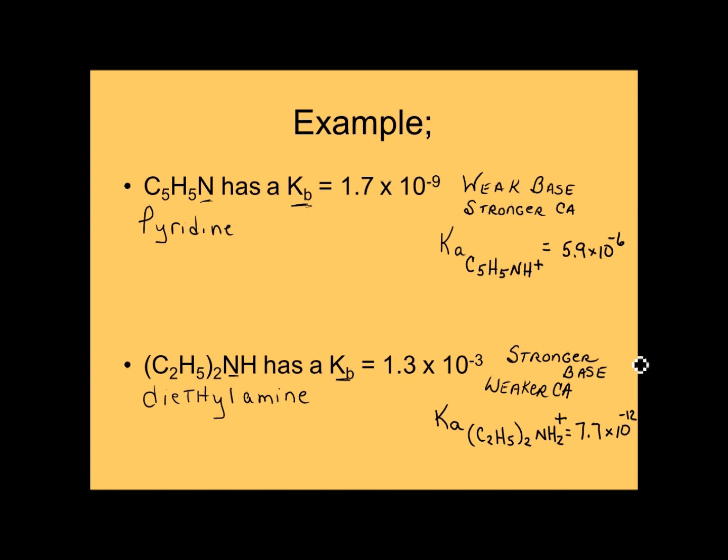Now, did I predict correctly? Yes. 5.9 times 10 to the negative 6 is a larger Ka than 7.7 times 10 to the negative 12. Therefore, the pyridine, while it's the weaker base, will definitely be the stronger conjugate acid.